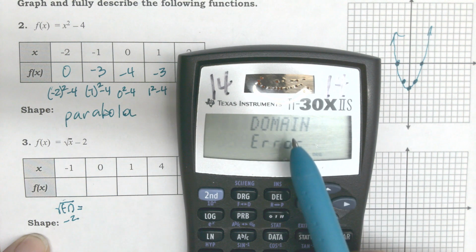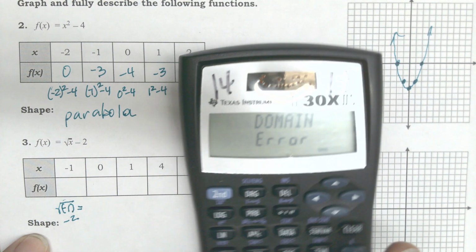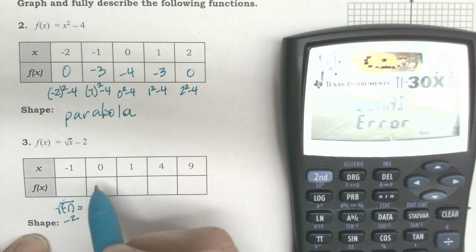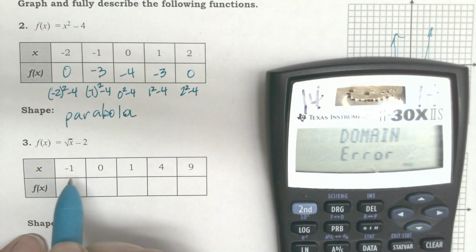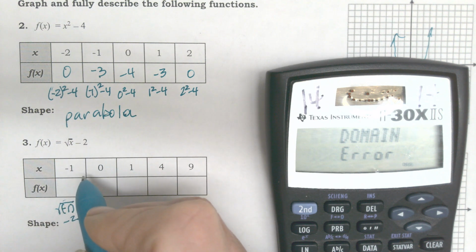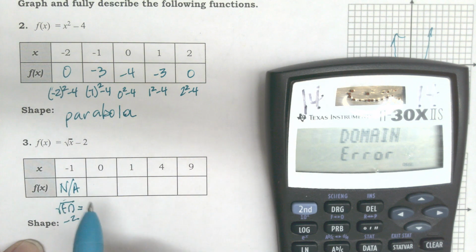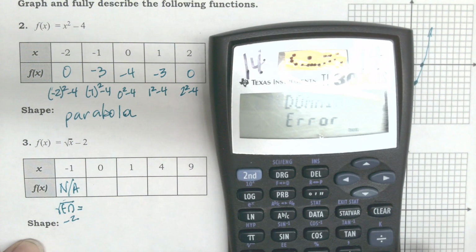Now see what happens. Domain error. Domain error means that something's wrong with my input. Remember, the domain is the input. Something's wrong with my input. And that is that I can't plug a negative into a square root. You can't take a square root of a negative number. So there is no answer for this guy here. But then I'll do the next one.